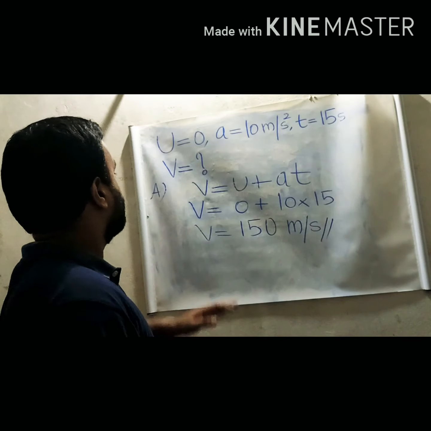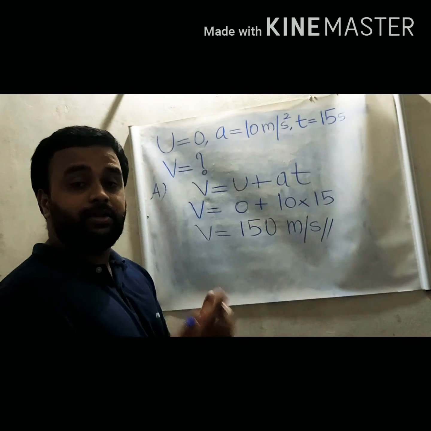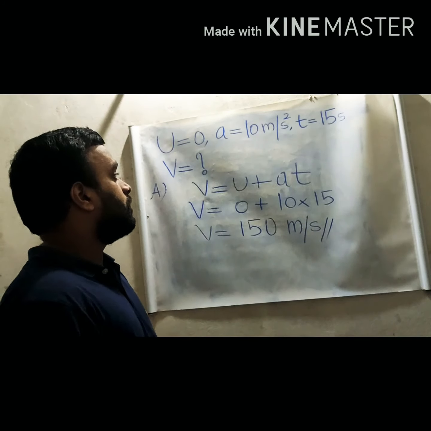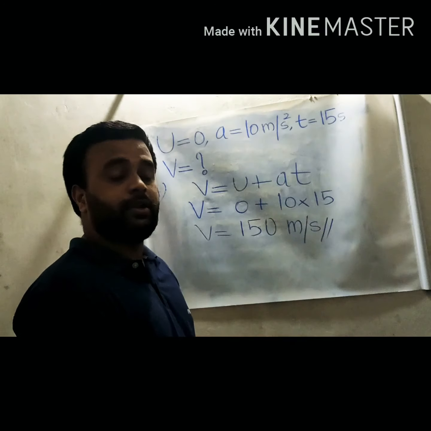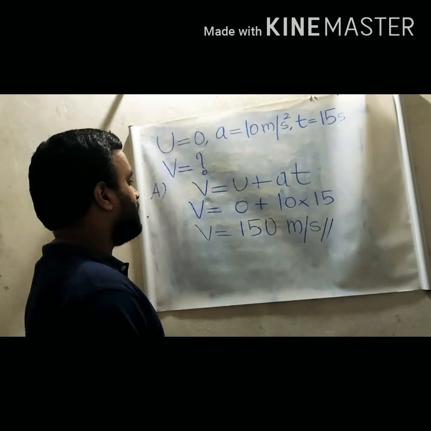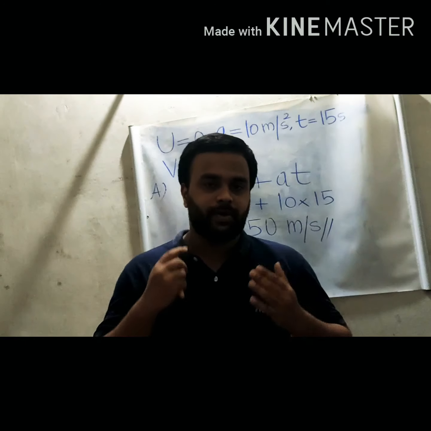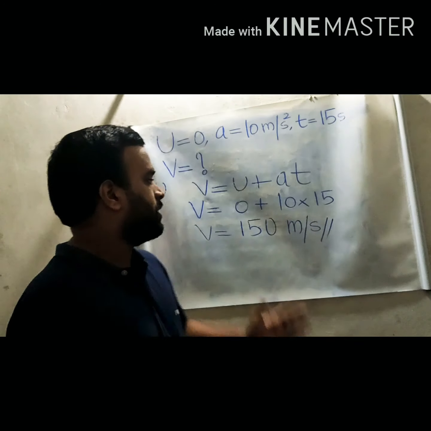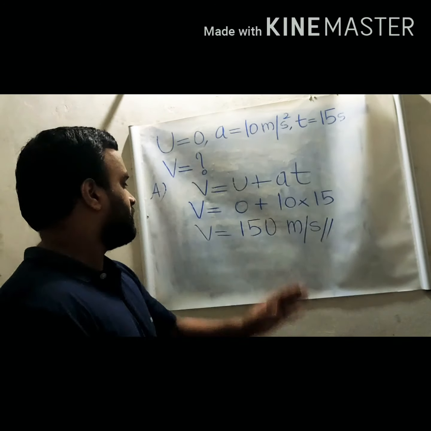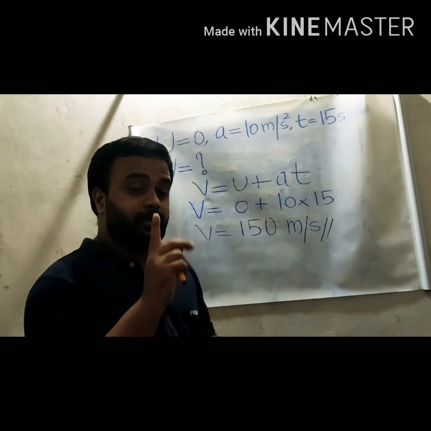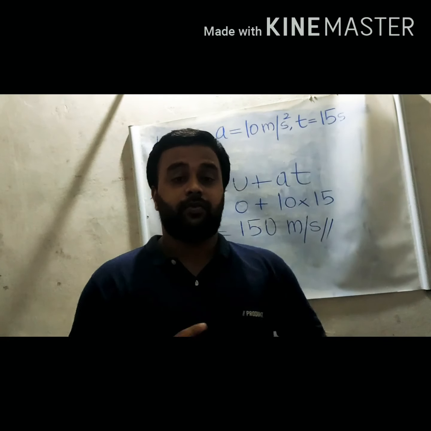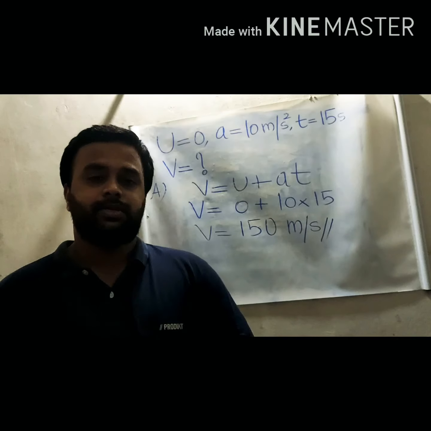Once more I repeat. The car is at rest, so u is equal to 0, a is equal to 10, t is equal to 15. We want to find out the velocity. What's the formula? v = u + at. Substituting the values and doing the simple mathematical steps, finally we get the velocity v equal to 150 meter per second. I think all got the idea.